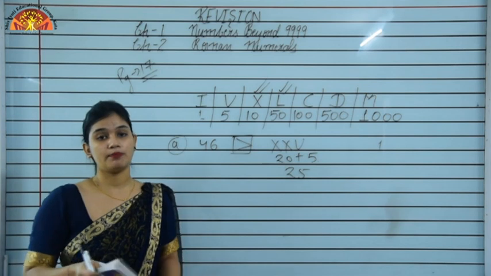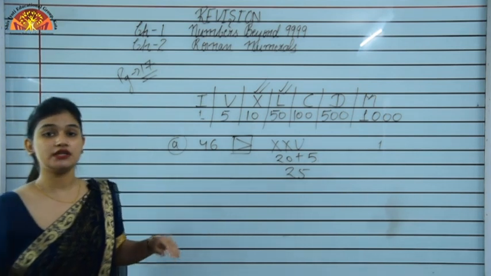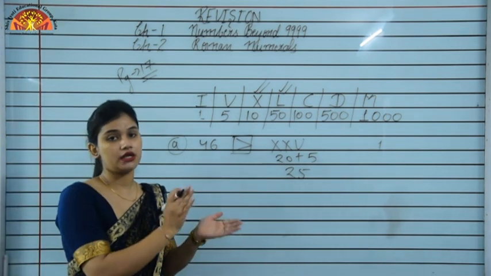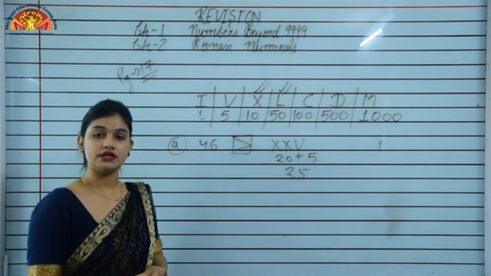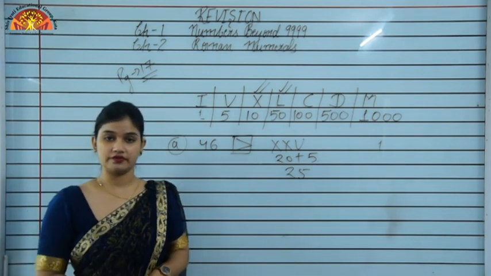So in this way you can compare the numbers, you can convert the numbers from Roman to Hindu-Arabic and Hindu-Arabic to Roman numbers. Understood, students? I hope you understood it well. Thank you.